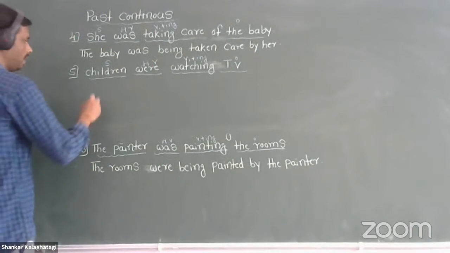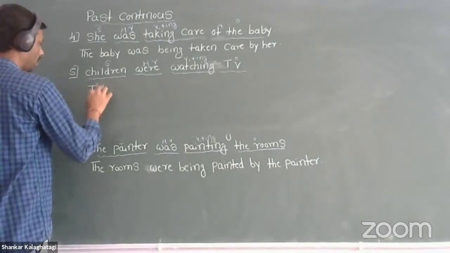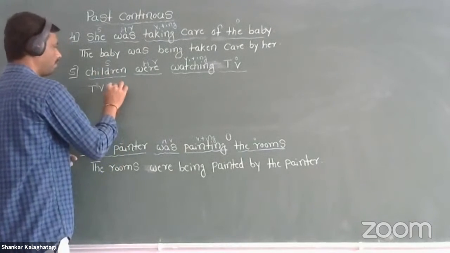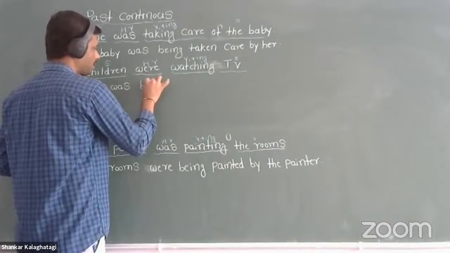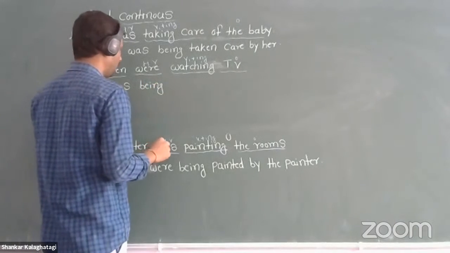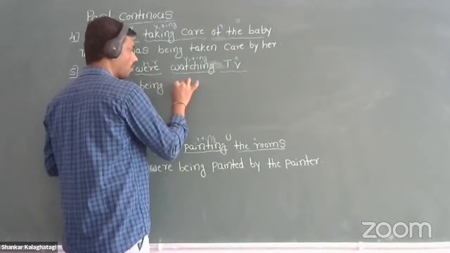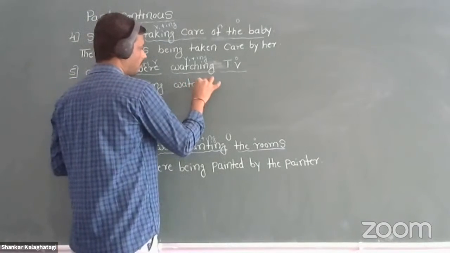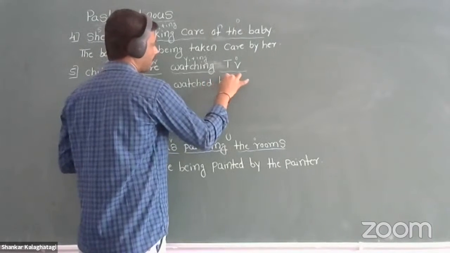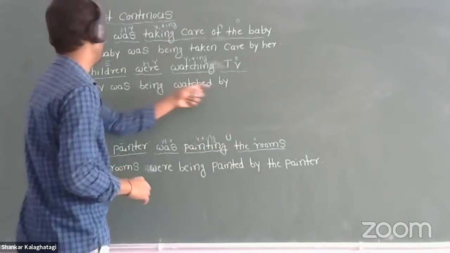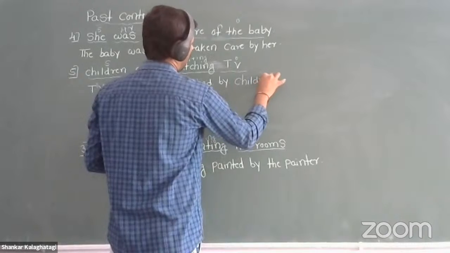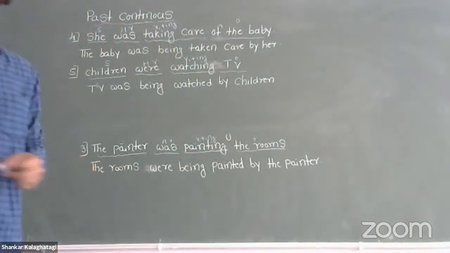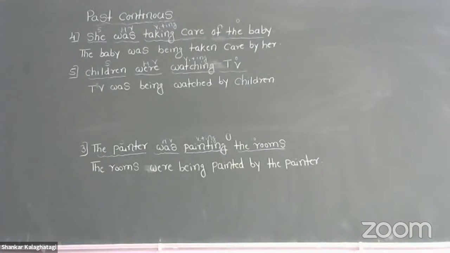So first we have to write TV. Now TV is a singular. We have to write was. TV was. After that we have to write being because it is continuous. The TV was being. Watch is the first form. Its third form is watched by. TV was being watched by children. That is our subject. We have to write it at the end. So we have written. Now past continuous is done.